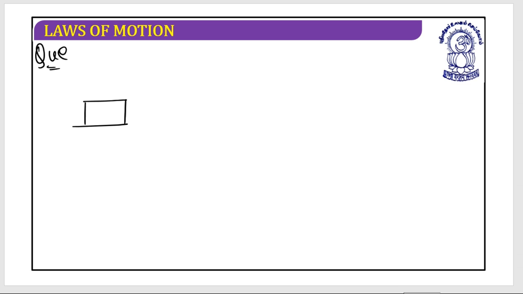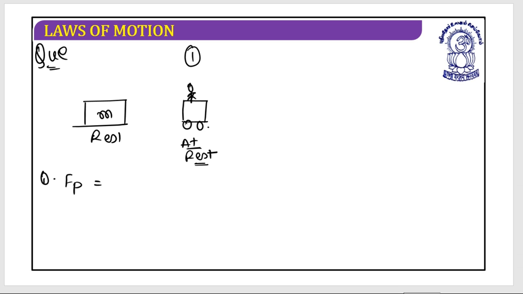Let's suppose this is a block M. You as an observer are here at rest. So first question: what is the magnitude of the pseudo force in this situation? This is the first situation. You are at rest, the box is always at rest, so the pseudo force would be 0.